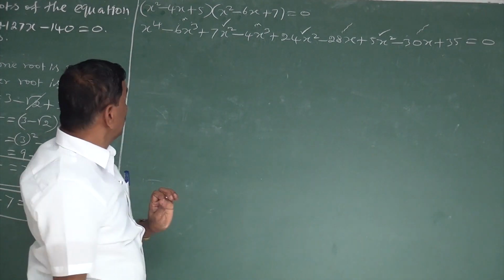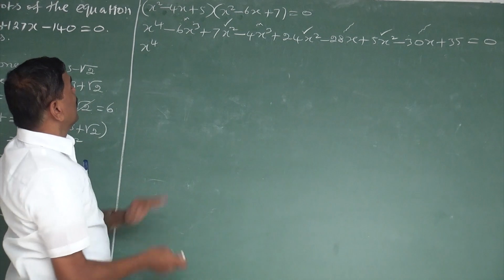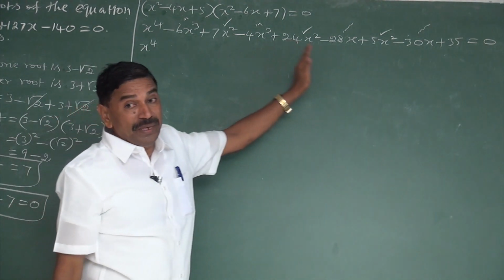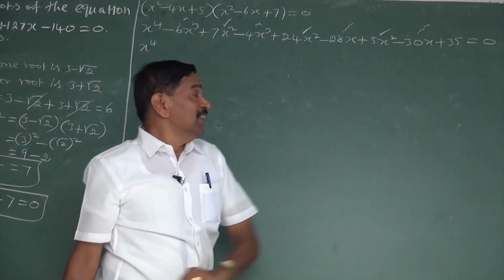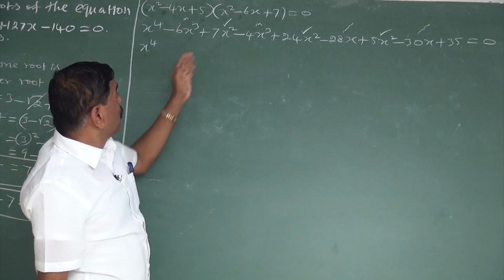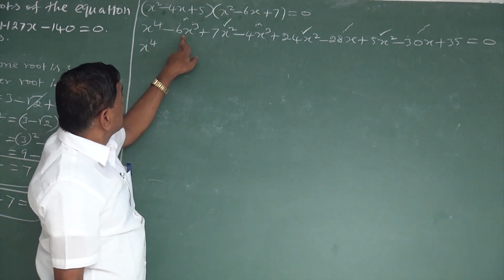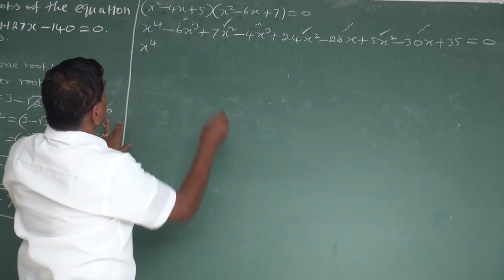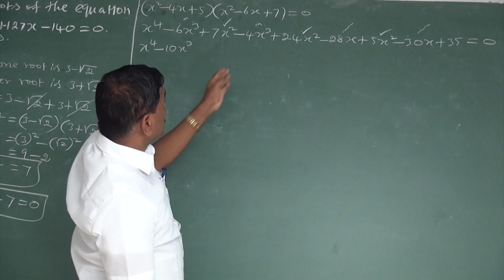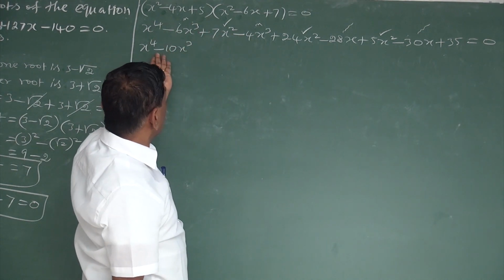Now we want to simplify. Simplification: x power 4. Now we need the standard form: x power 4, x cube, x square, x, constant. Okay, x power 4 is present in 1 place. Simplification over. Now can you tell me what is the x cube term? Very good. Minus 6x cube minus 4x cube, which is equal to minus 10x cube. Consider here that both the x cube terms are negative, so the answer will be negative.